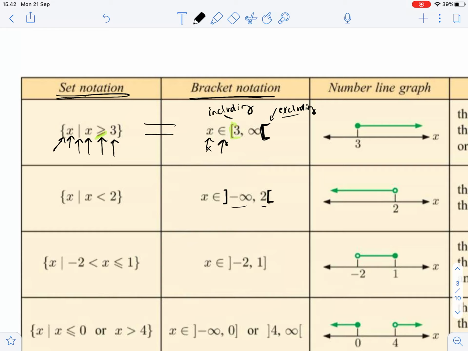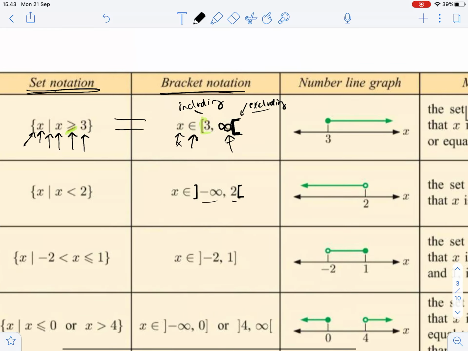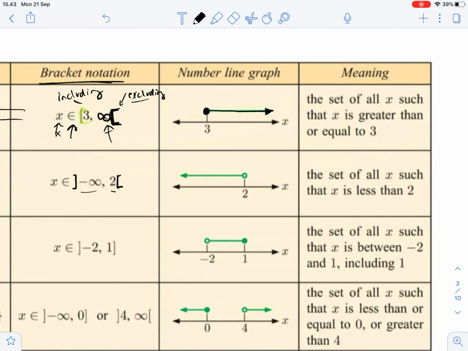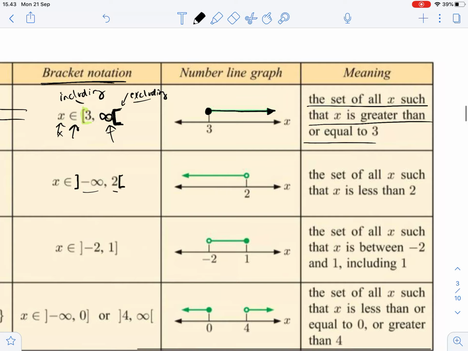So notice that you guys, you'll learn, but you can never include infinity. It's impossible to say, yeah, whatever the last number is, if it goes on forever and ever, you can never include it. So if it's infinity, it's always excluding. Okay, so this is what it would look like on the number line graph. Right, notice you're filling in. If it's including 3, you fill it in. And then you indicate with an arrow moving the direction.